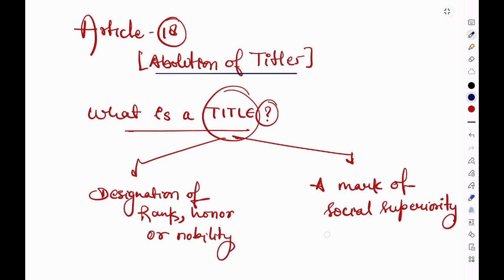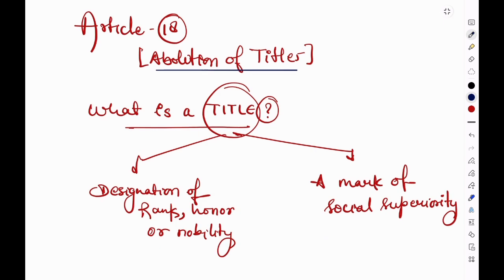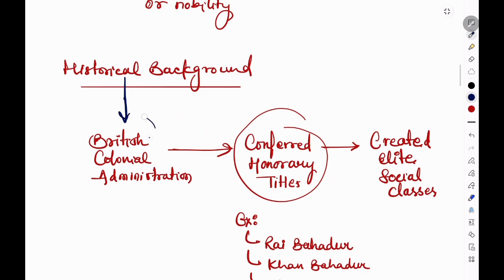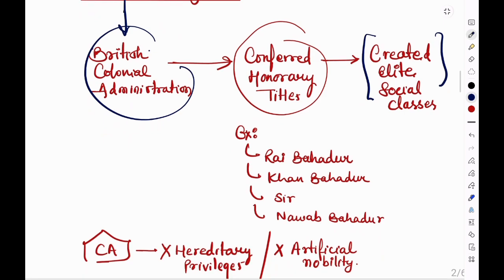If we see the historical background, the British colonial administration rewarded loyalty to colonial rule by creating an elite social class. It was to encourage what? A division in society. So they conferred honorary titles and created social elites. For example, the titles Sir, Rai Bahadur, Khan Bahadur, Nawab Bahadur.